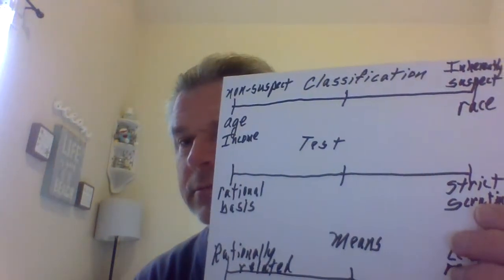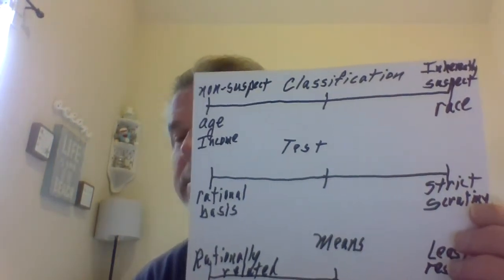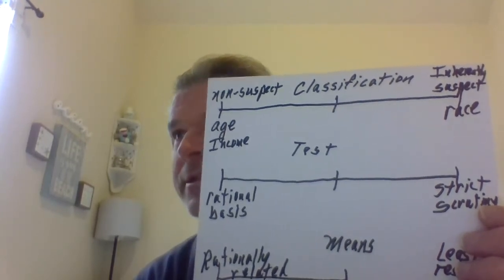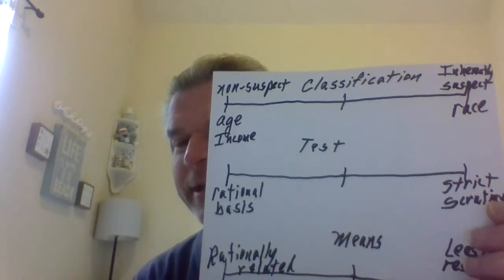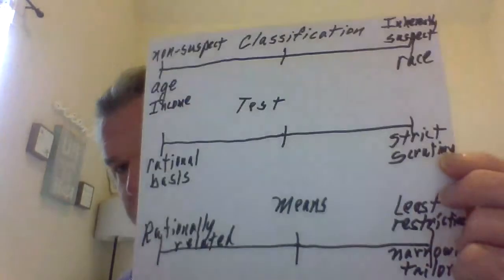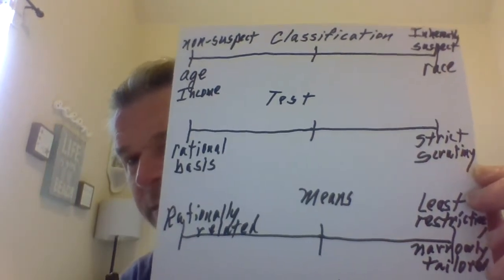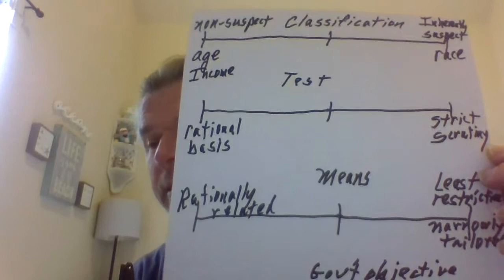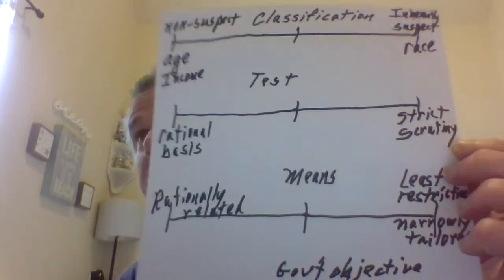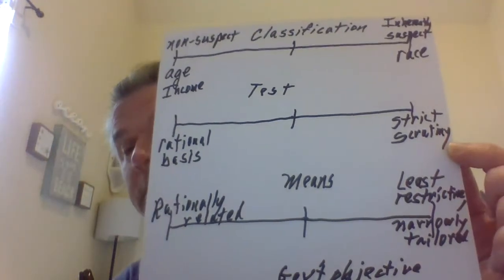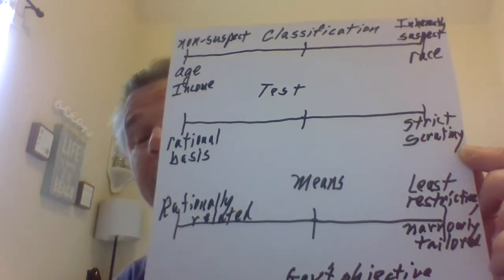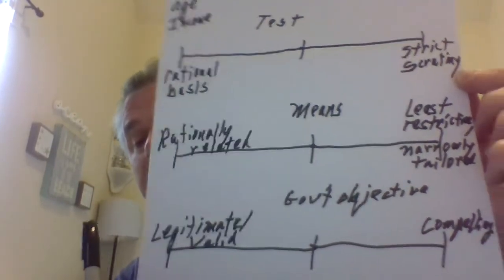Okay, then we went over some other classifications. What is the classic example of an inherently suspect classification? Race. Race, right? So if you have any policy that distinguishes on the basis of race, the court will apply strict scrutiny, and the burden is on the government to show that the policy is the least restrictive means or a narrowly tailored means of accomplishing a compelling government objective. Make sense? Okay, so that leaves us with the middle classification.